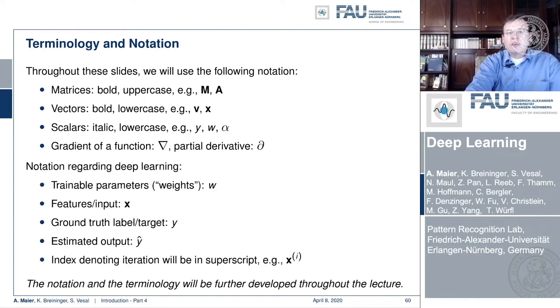Furthermore, we have some specifics about deep learning. So the trainable weights will generally be called w. Features, inputs are x. They're typically vectors. Then we have the ground truth label, which is y. We have some estimated output, that is y hat. And if we have some iterations going on, we typically do that in a superscript and put it into brackets. This is an iteration index here, iteration i for the variable x. Of course, this is a very coarse notation, and we will further refine it throughout the lecture.